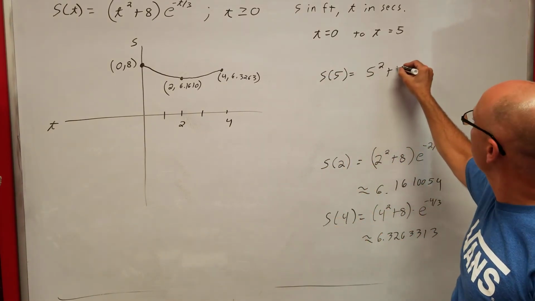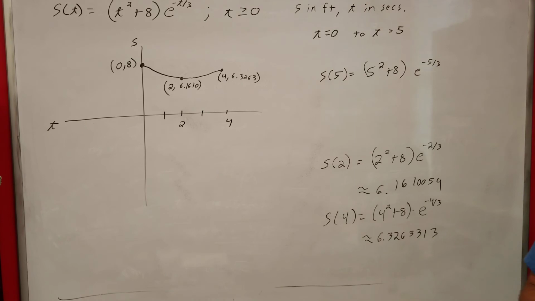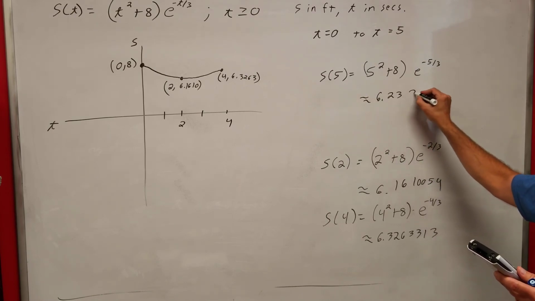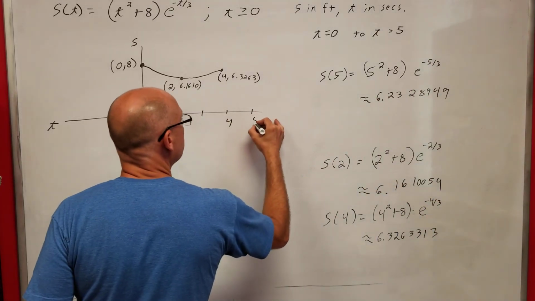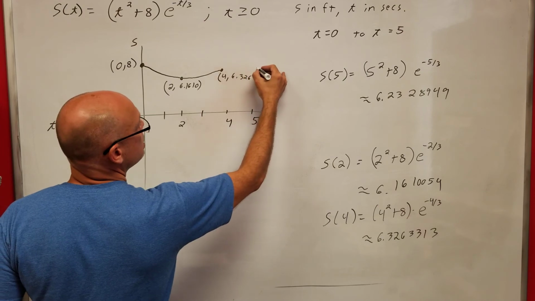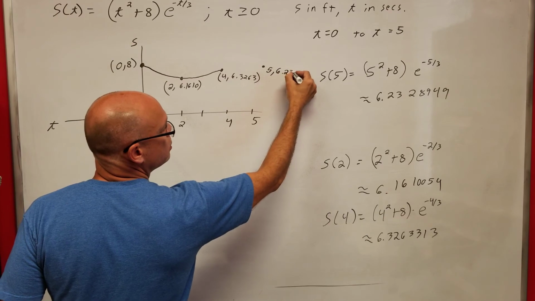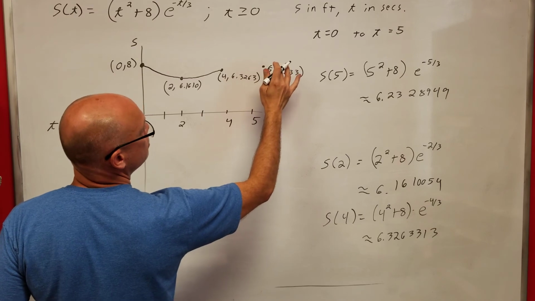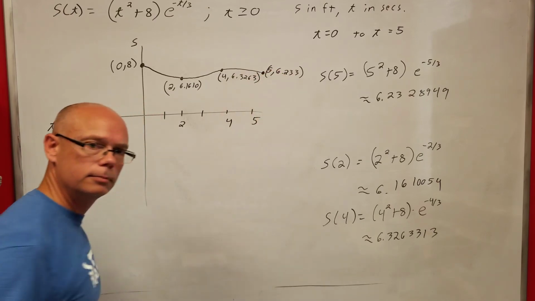So S at 5 gives me 5 squared plus 8 times e to the negative 5 over 3, right? Let's see what that gives me. That gives me approximately 6.2328949. So over here at 5, I'm at 6.23. At 5, I'm at 6.233, I could say. So my graph does something like that.